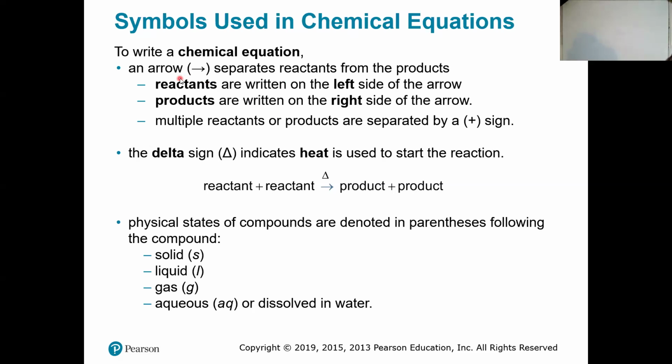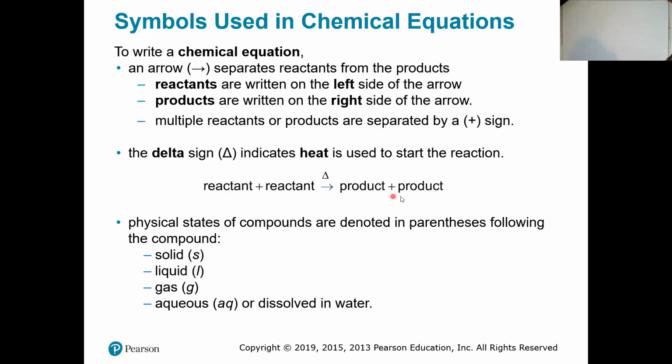Okay. So you'll have your reactants on the left. So like here we have reactant plus reactant. Then you have the arrow. So this is going to represent the switch that happens. And then you're going to have your products on the right side. All right. If you have a delta sign above your arrow, that means that you have heat used to start your reaction. You could have one reactant on one side and one product on the other side.